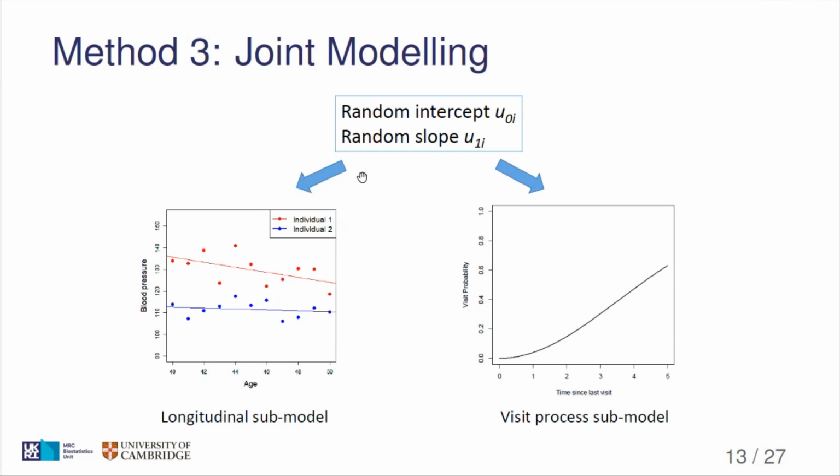In this model, the longitudinal model is very much as it was before, in that we have a random intercept and we have a random slope. But now the model for the visit, or the timing of the visits, is also allowed to depend on the random intercept and the random slope, and that creates a link or an association between the 2 models. The downside of this model is that it's computationally very intensive, so it doesn't scale very well to much larger data sets.